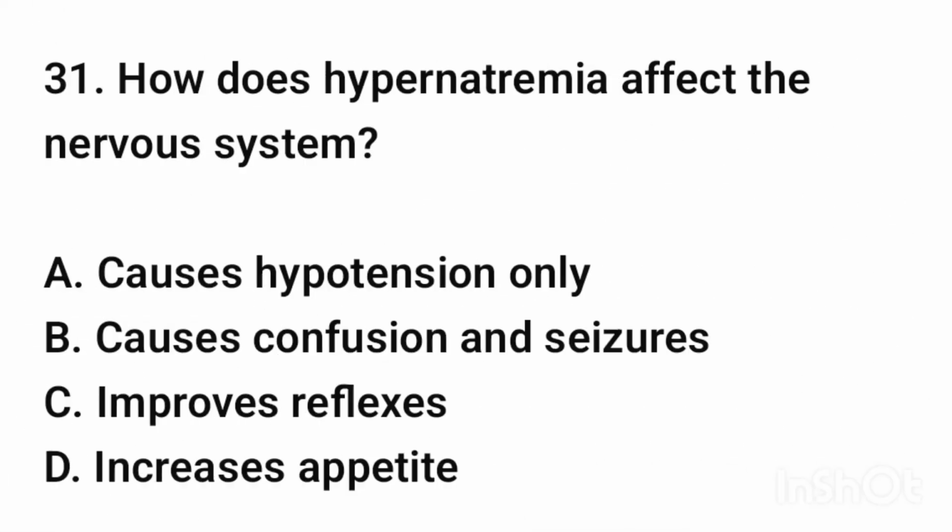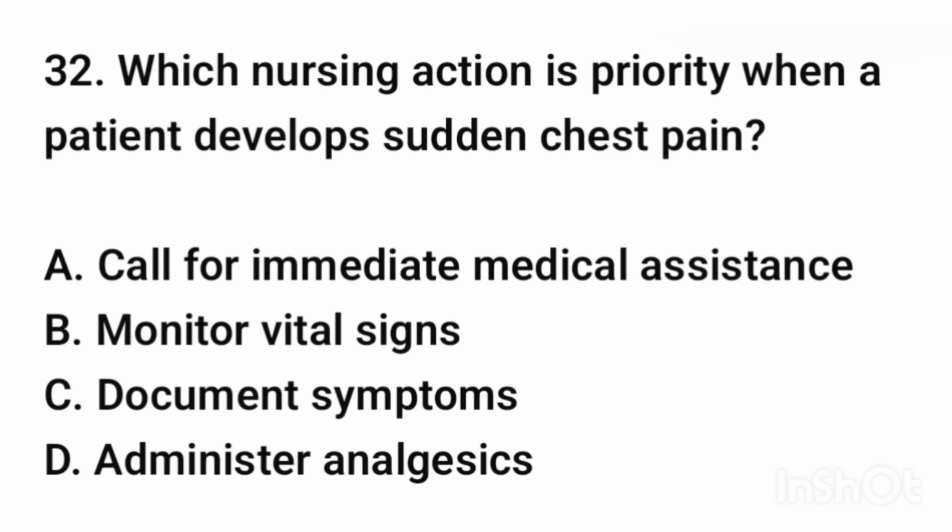Question number 31. How does hypernatremia affect the nervous system? The correct answer is option B. Causes confusion and seizures. Question number 32. Which nursing action is priority when a patient develops a sudden chest pain? The correct answer is option A. Call for immediate medical assistance.